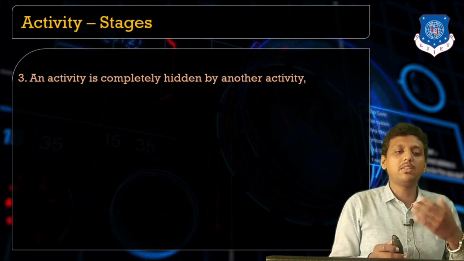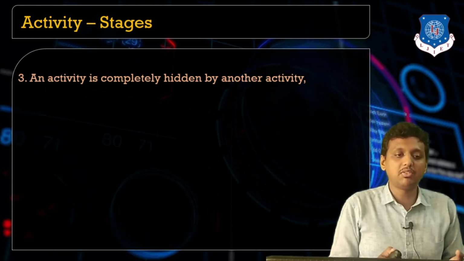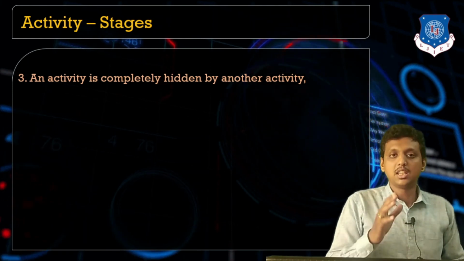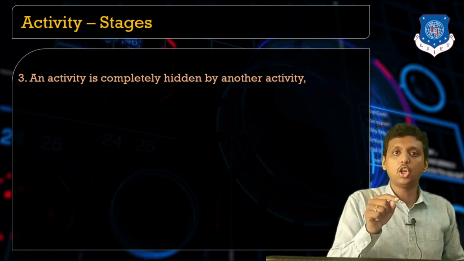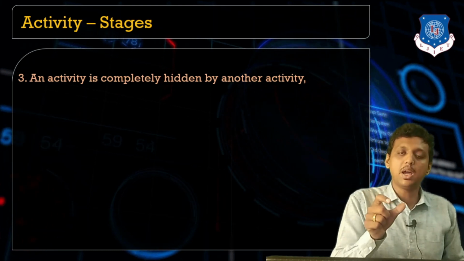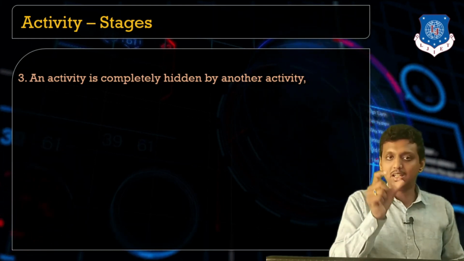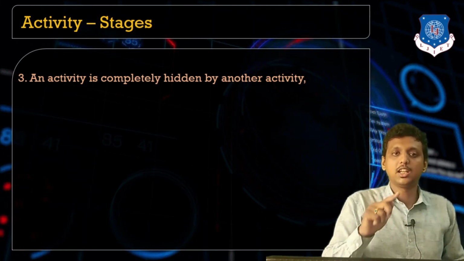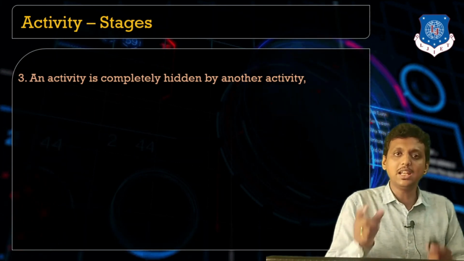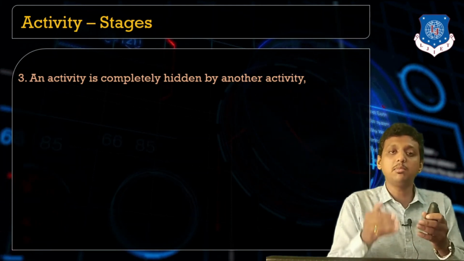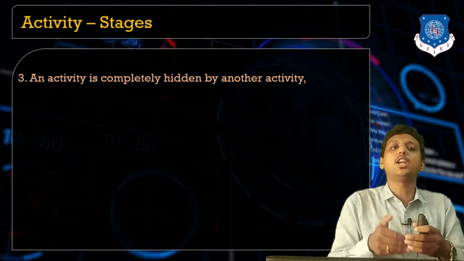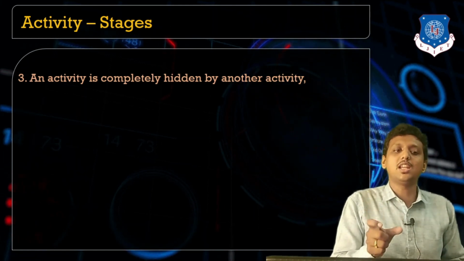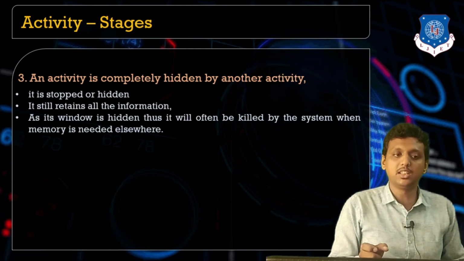Now the third stage of the activity is when it is completely hidden by another activity. That means when I click on the Instagram search bar, I can see the various profiles, that is a search list activity. When I click on a particular profile, Virat Kohli, and search out the Virat Kohli profile, that is another activity. At that time the search list activity is behind Virat Kohli's profile activity. So this is known as an activity completely hidden by another activity.